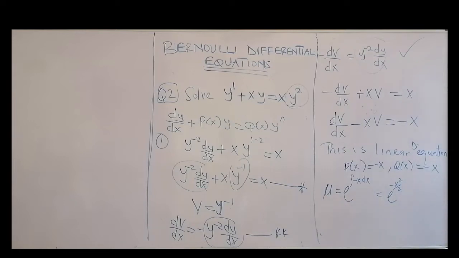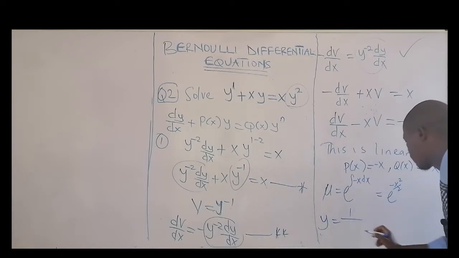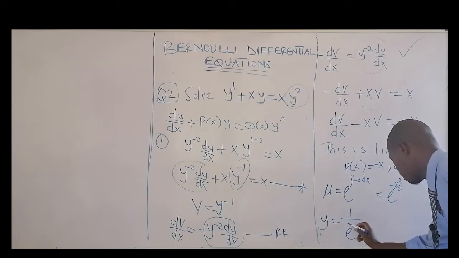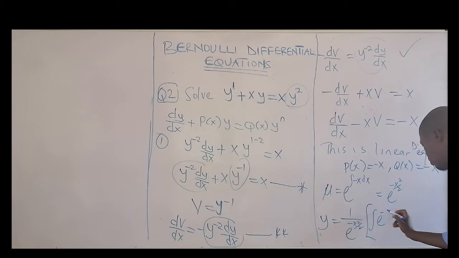That's my integrating factor. Then I can get the general solution, which is equal to 1 over e^(-x²/2), then in brackets, the integral of mu, e^(-x²/2), times my q(x), that's minus x, dx, then plus c.